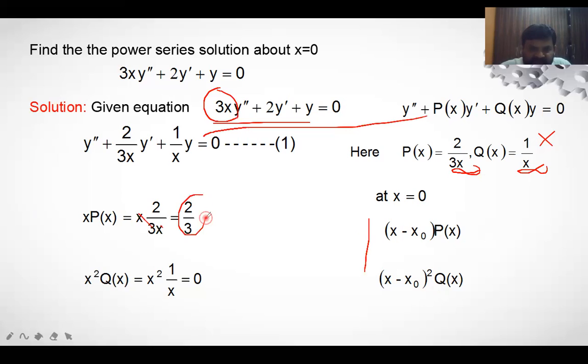Similarly, x squared into q of x. So x squared into q of x is 1 by x. So therefore we will get 0. So therefore the given point is a regular singular point. Now find the power series solution of this.